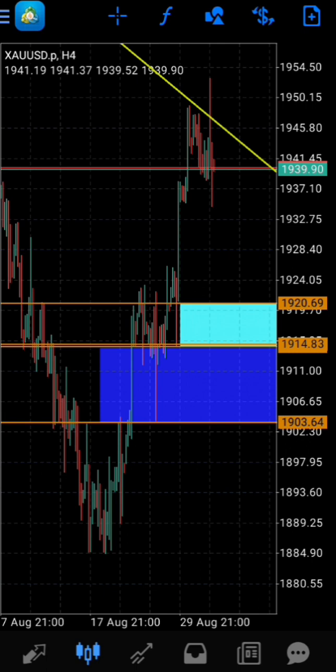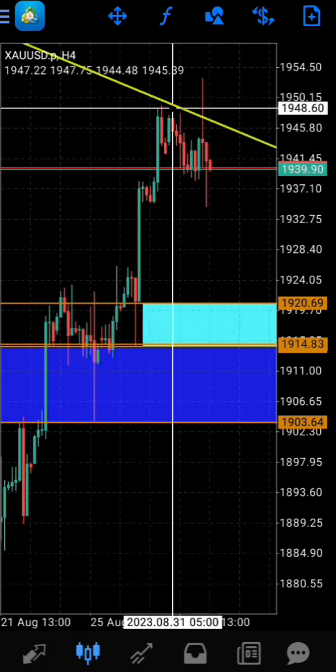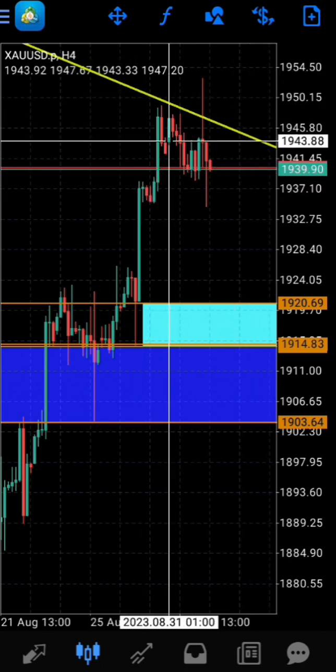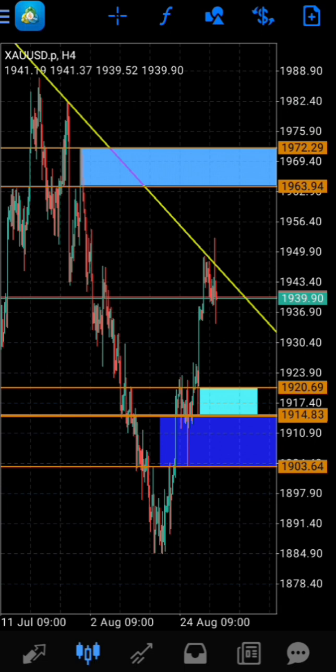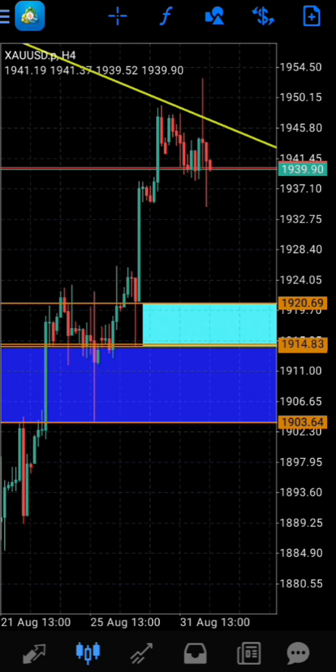Okay, now going deeper, we want to take some setup from here. Is that possible? Actually, yes, because we have the trend line and we know the price is going down, correct? We want to sell. So how to sell? We want a reason to sell. We have to find a setup. We want to find a zone.